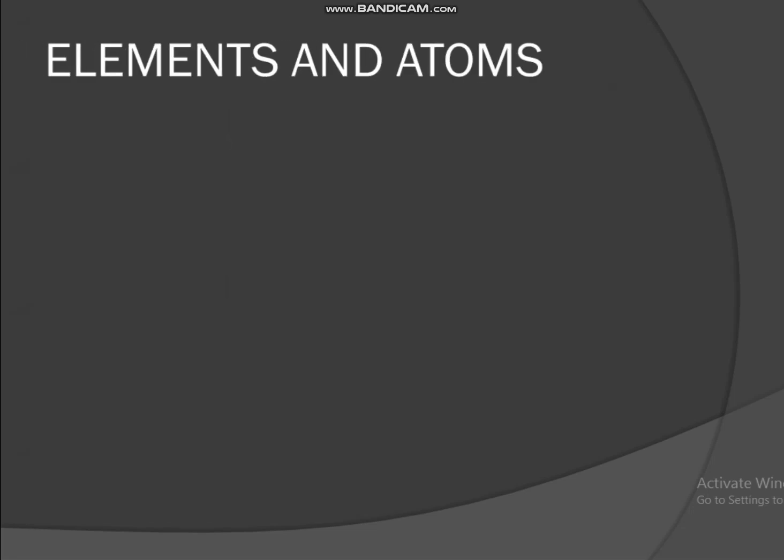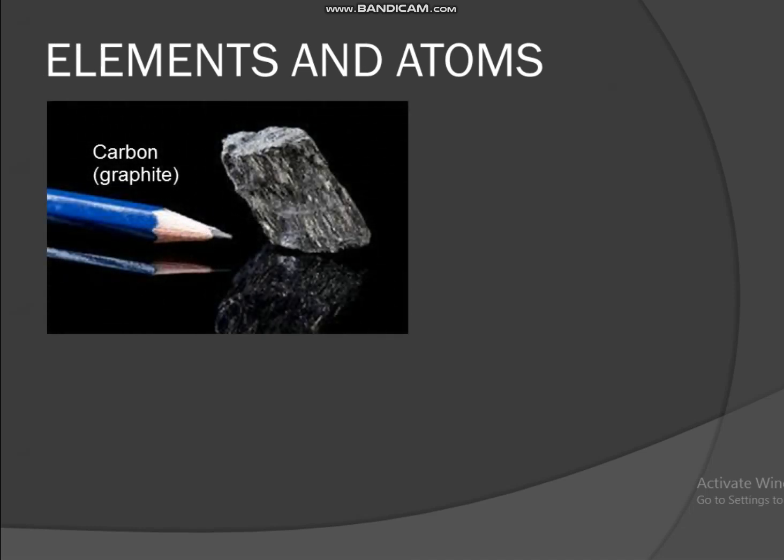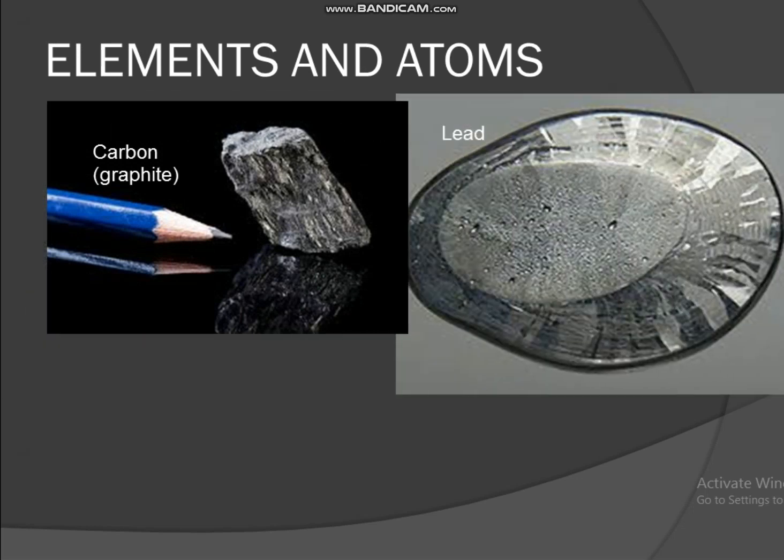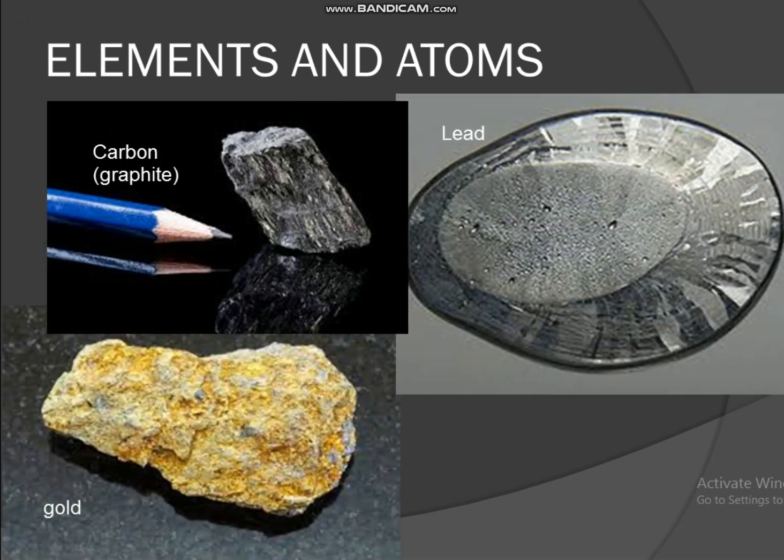So here, as you can see, it's carbon in its graphite form. It's not pure carbon, it's lead, and it is gold. So these are different substances and they tend to have different properties. They become solid, liquid, gas at different temperatures. They have very different properties. You can write something with this graphite, but you can't write something with this gold.